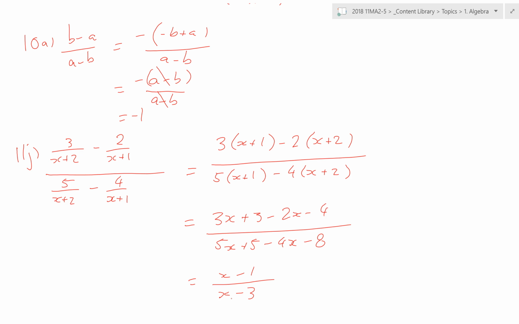Algebraic fractions. If you are good at them, you'll be good at this topic. You'll be good at algebra. Algebraic fractions. Learn them, practice them. Really, please, I can't stress this enough. Get good at algebraic fractions. You'll impress people with your mathematical skills and abilities.